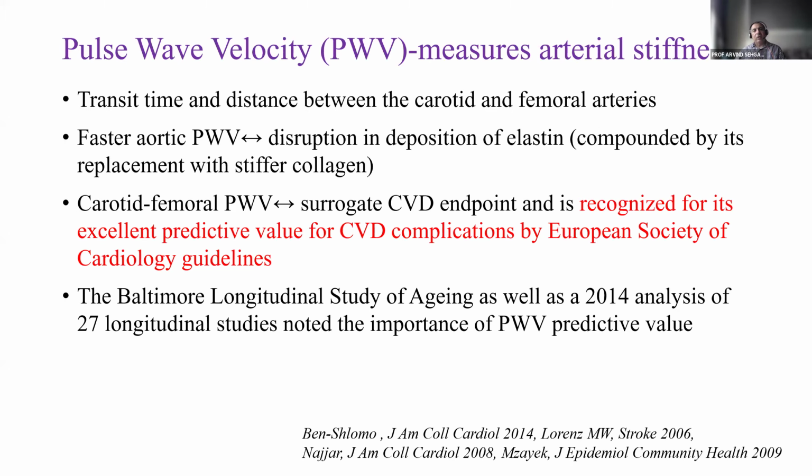Pulse wave velocity essentially measures how much time it takes for a particular pulse to go from carotid to femoral arteries. And of course, if it's faster, that means the arteries are thicker. And as I mentioned again, along with carotid intima media thickness, this pulse wave velocity has been used as a surrogate endpoint and is recognized by European Society of Cardiology guidelines as an excellent predictive parameter for future cardiovascular disease complications.